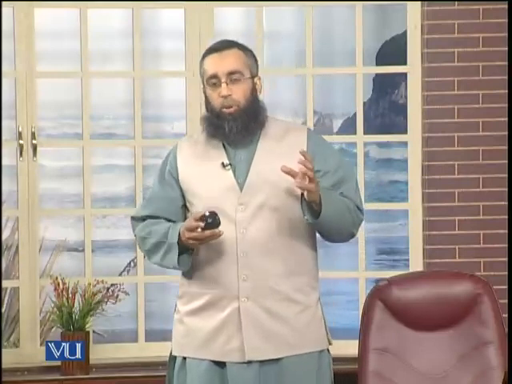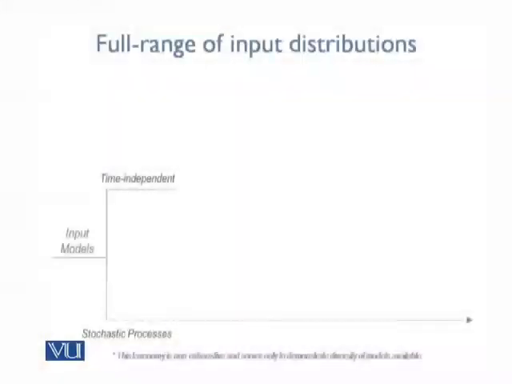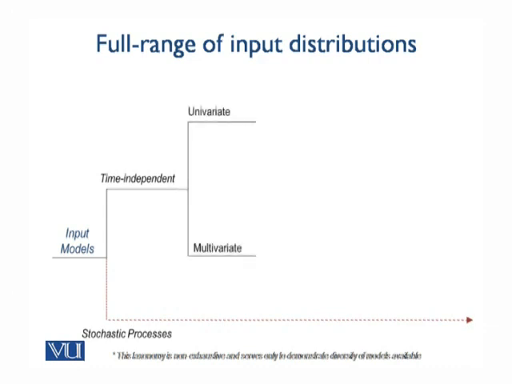But we've seen that you also have dependence amongst random variables. You have the case of non-stationary models in which the parameters of the model also change with time. So firstly, let's classify input models as being divided into two broad types: time-independent models and stochastic process models. So in time-independent models, we are not seeing how the random variable evolves in time. So in such a case, we can further divide a time-independent model into univariate and multivariate classes.